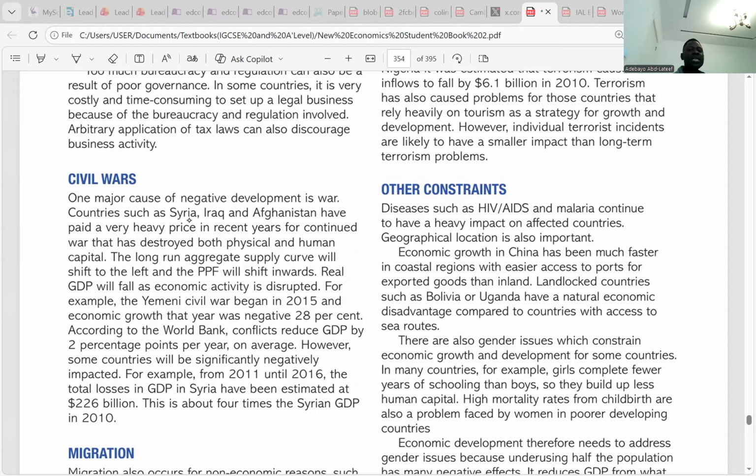For example, the Yemeni civil war began in 2015, and economic growth that year was negative 28%. According to the World Bank, conflicts reduce GDP by 2 percentage points per year. On average, however, some countries will be significantly negatively impacted. For example, from 2011 until 2016, the total losses in GDP in Syria have been estimated at $226 billion.